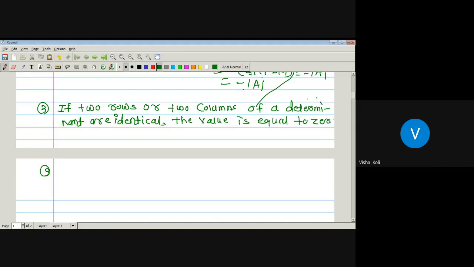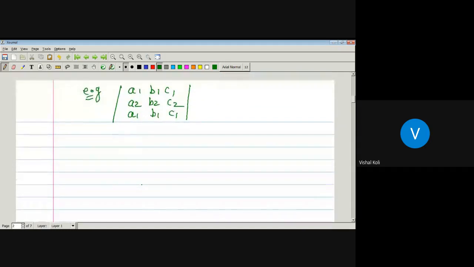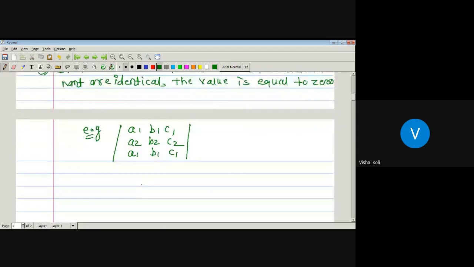If we have a determinant of any order, and any two rows or any two columns of that determinant are the same, then its determinant value must be equal to 0. For example, let us see. Suppose we have a determinant a1 b1 c1, a2 b2 c2, and let us take the third row the same as the first row, a1 b1 and c1. Here we have a determinant having two rows the same, that is, the first row and the third row. Now according to our statement, its determinant value must be equal to 0.